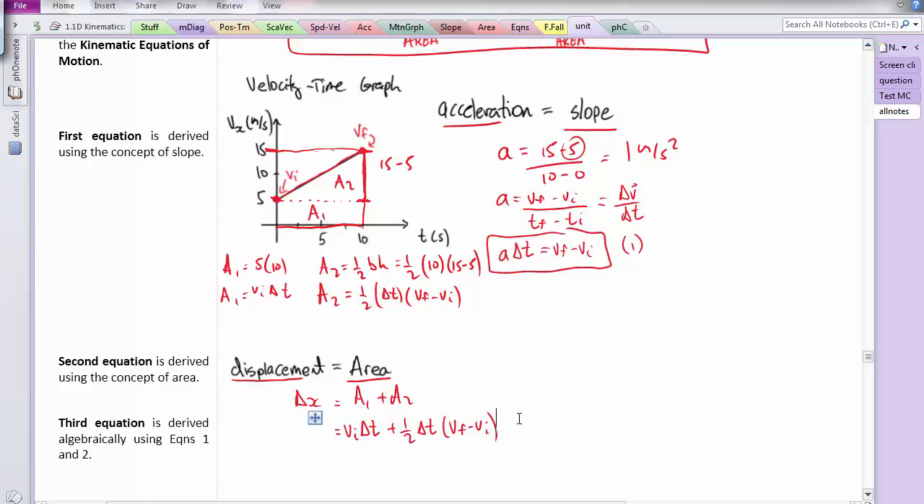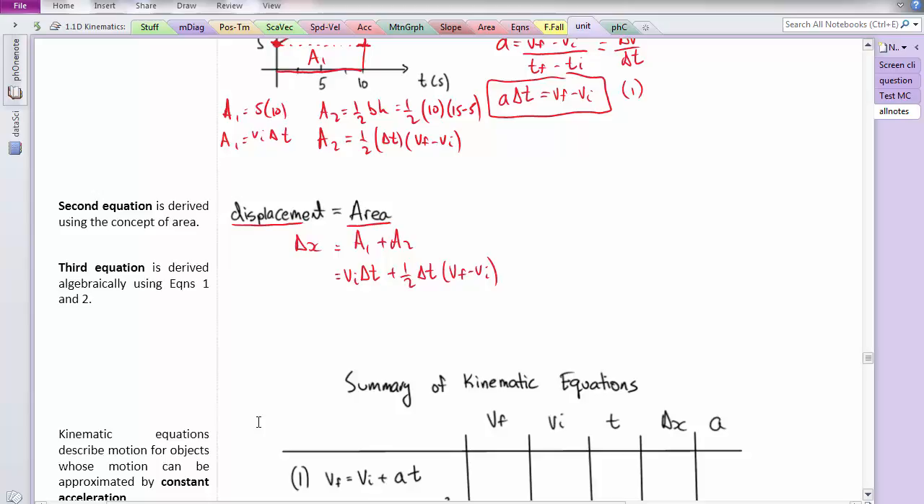Now we can simplify this a little bit, because we see that VF minus VI is the same thing as A times T, so we can sub that in there. When we do that, we get delta X is equal to VI times T, instead of delta T, we'll just put T, plus 1/2 times T times A times T. We're just leaving out the delta T's. When we simplify that, we get VIT plus 1/2 AT squared.